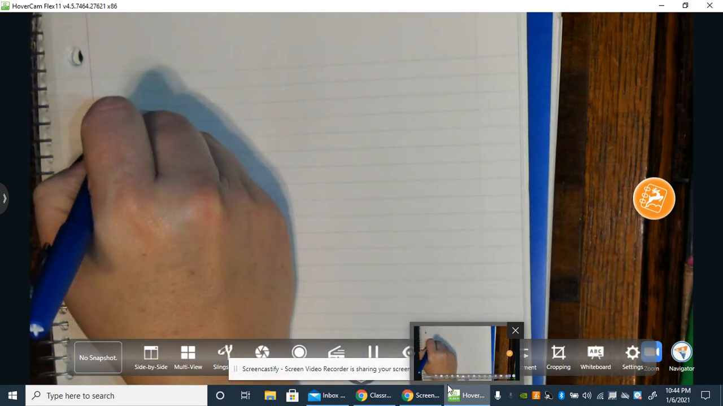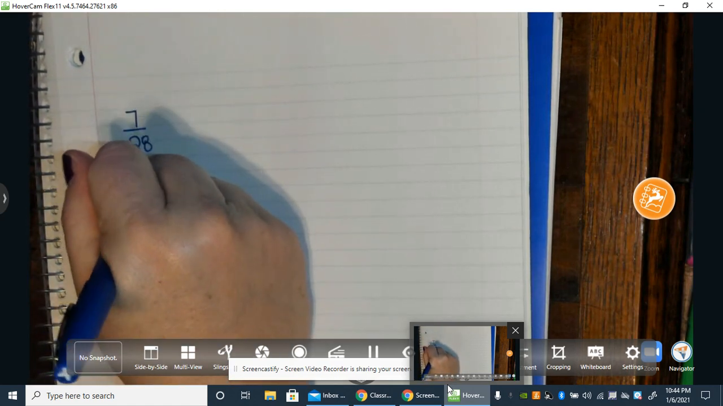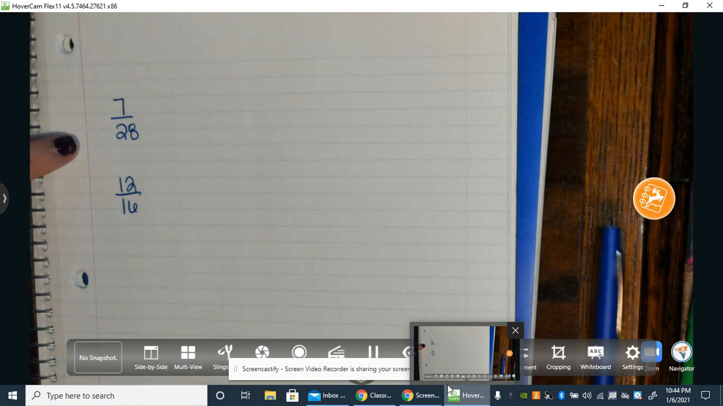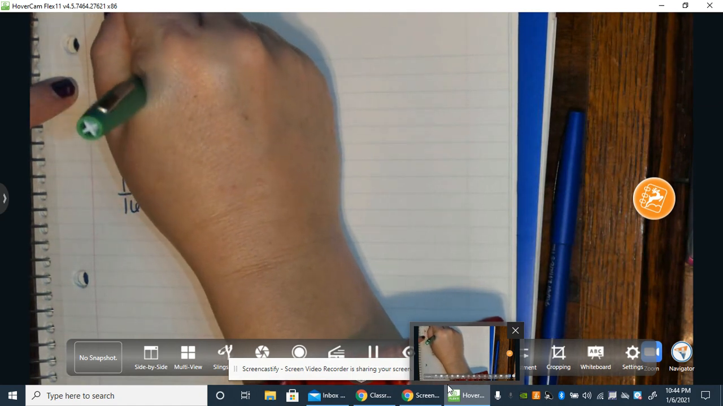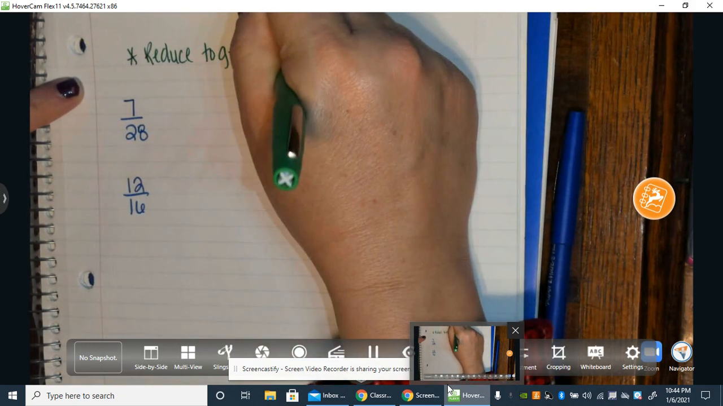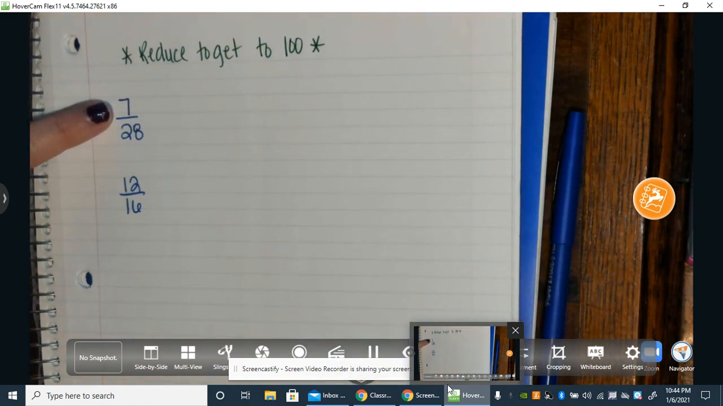So I'm going to put 2 fractions down. I have 7/28 and 12/16. And how we're going to find the FDP without doing any top in, bottom out, is we're going to reduce. Let's see if we can reduce or simplify it to get to 100.